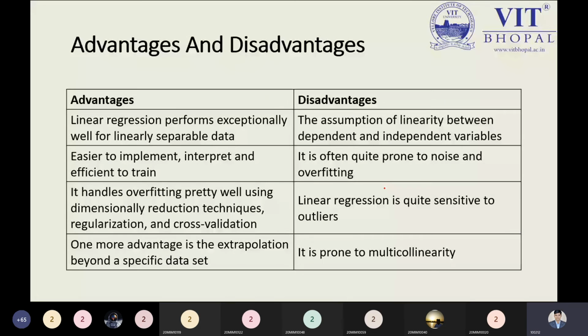So what is the more advantage? That it can handle extrapolation. Mathematically we have extrapolation and interpolation. The more important advantage in linear regression is extrapolation beyond a specific data set, which we have to understand. While doing the practical, while applying different data sets, we will feel that we are doing the work properly. And the second disadvantage with respect to that is that it is prone to multi-collinearity.